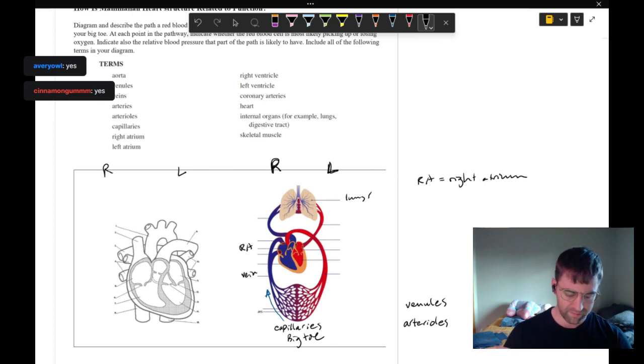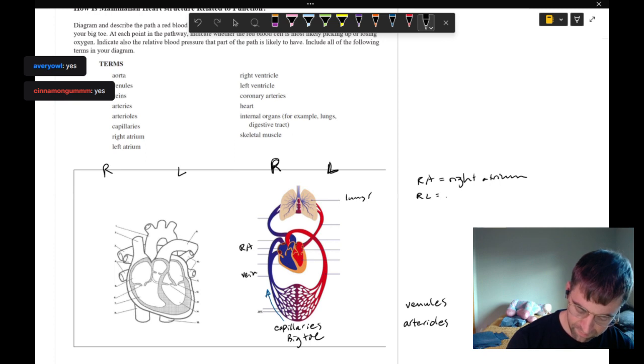And a ventricle is venting out. So anything leaving the heart goes out through a ventricle. Anything entering the heart comes in through an atrium. RV, ventricle.